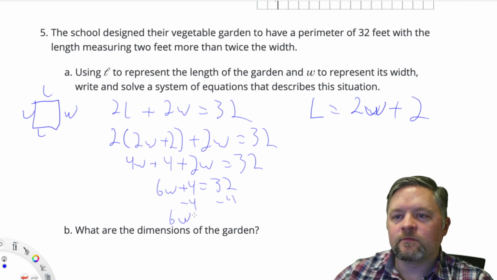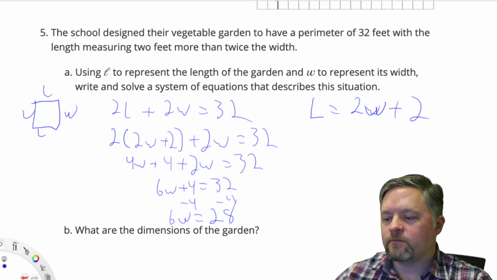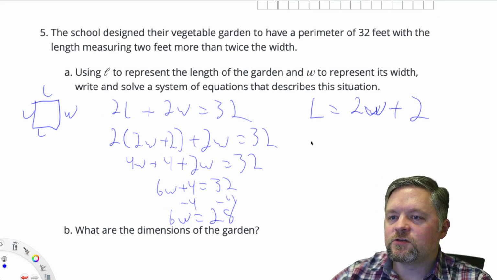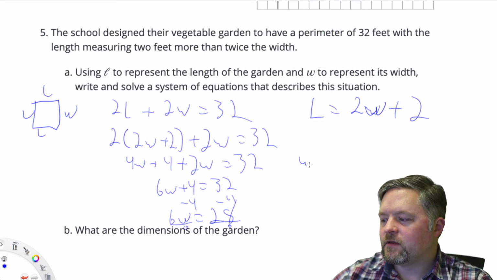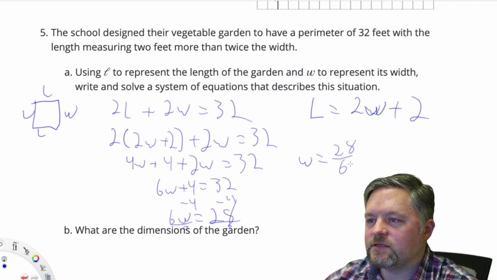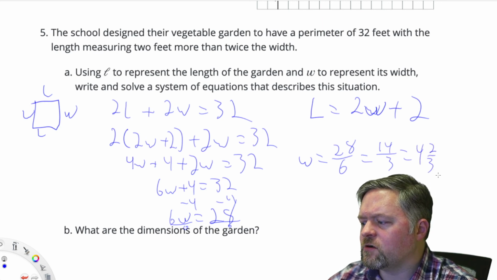6W equals 32 minus 4 is 28. Okay, 6W equals 28. So W equals, divide each side by 6, divide by 6. W equals 28 divided by 6. 28, 6, both of those are even, so that would be 14 thirds, which is 4 2 thirds? Yeah.